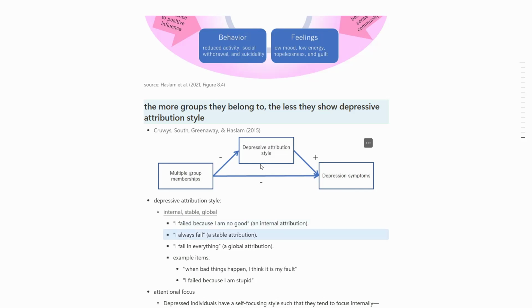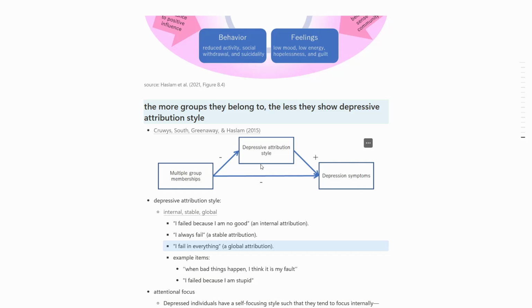And you may also say, okay, I failed, but I always fail. So basically, failure was not something that happened only in this context, but you believe that you always fail. This is called stable attribution. Basically, you feel that one failure is something happening all the time, and it also predicts future failure as well. The third one, I fail in everything. This is called a global attribution.